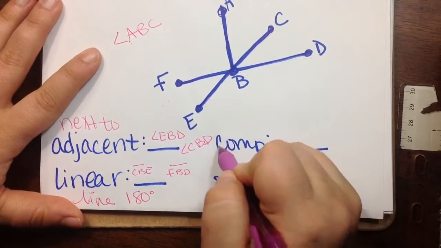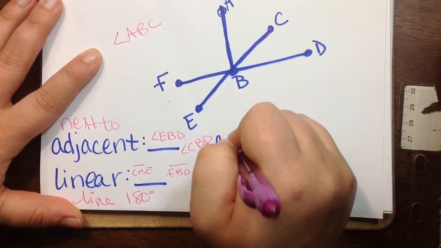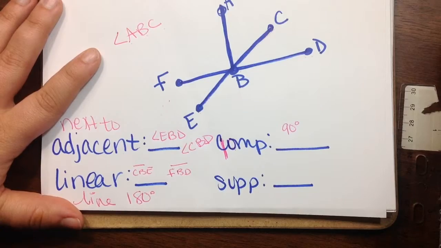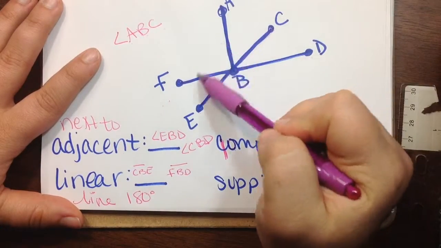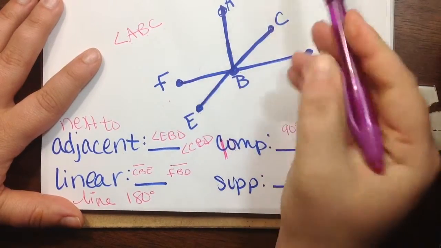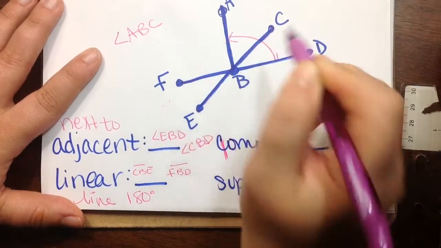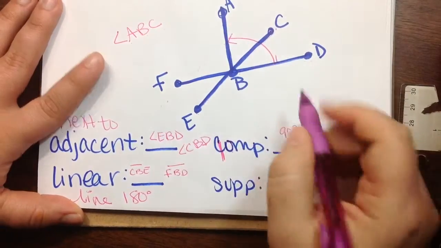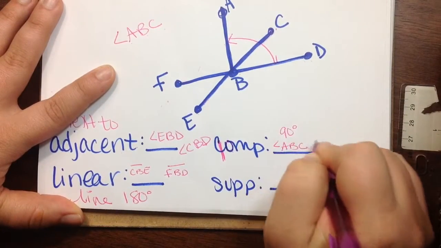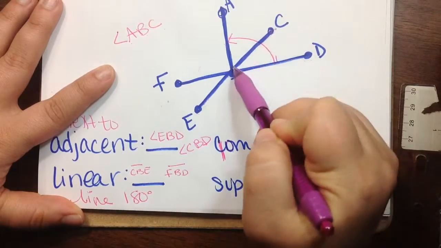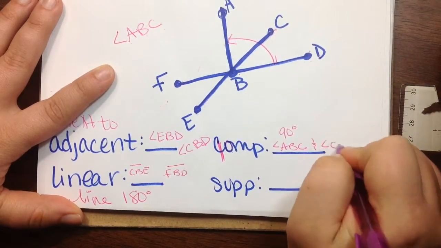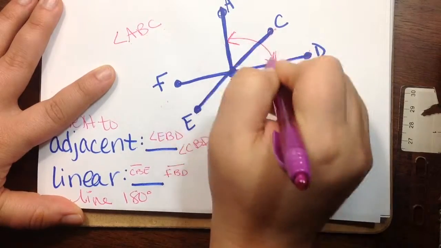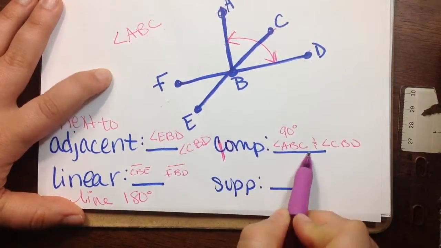Complementary. Comp. Oh, there's that CO, which turns into a 90, telling us that it's a 90-degree angle. So we look for an L. Complementary is two angles, so this would not be complementary. This would be a right angle. Complementary would be two angles that make a right angle. So angle ABC and angle CBD, when I put them together, would give me a complementary angle.